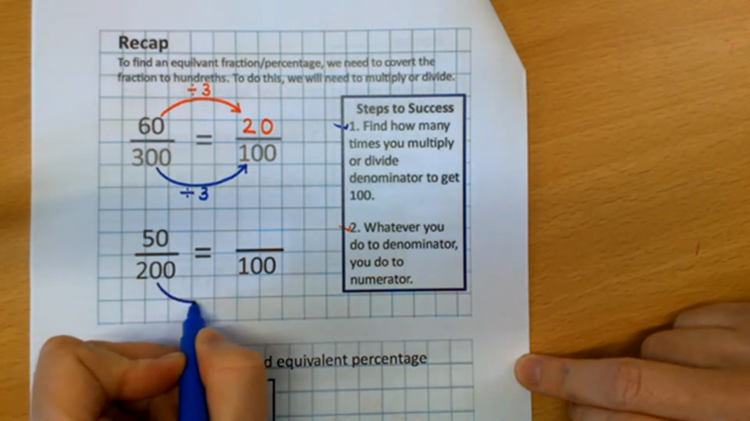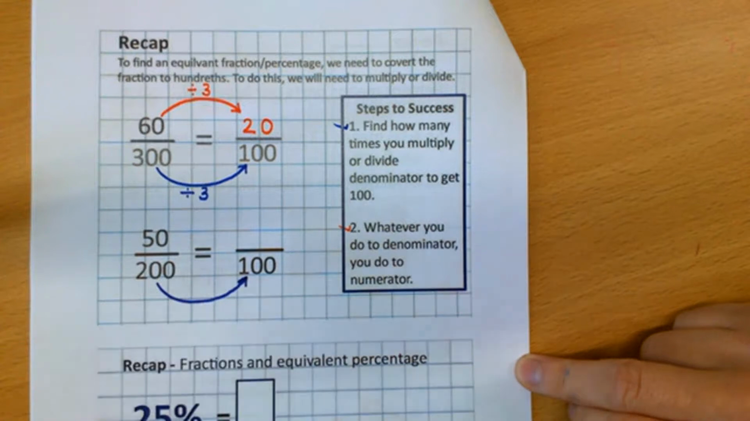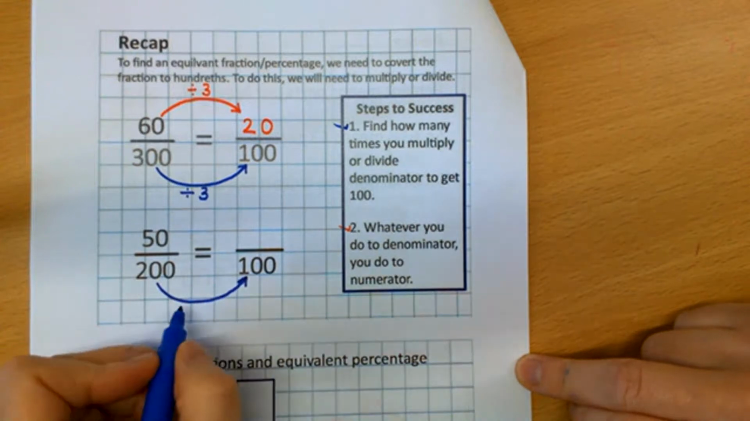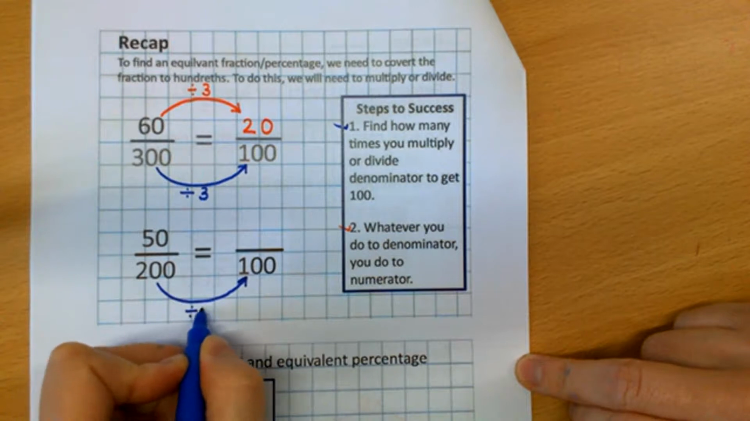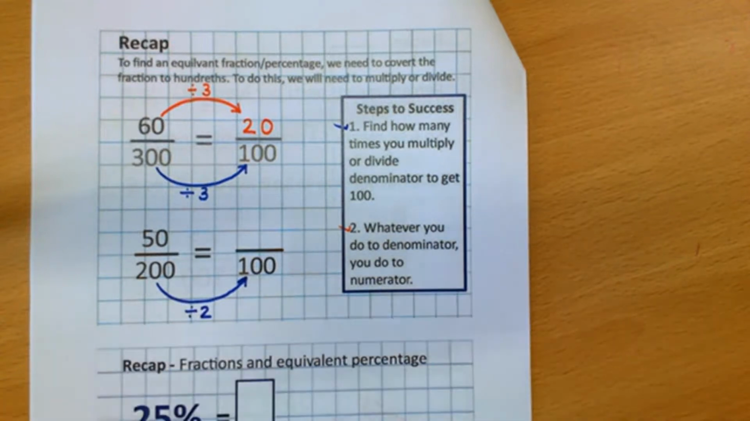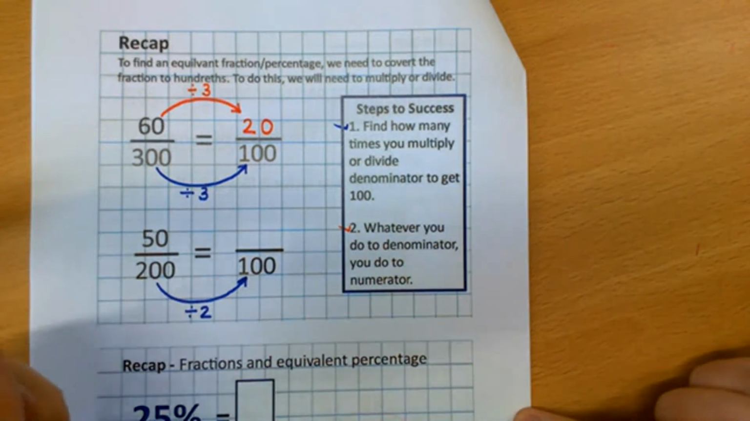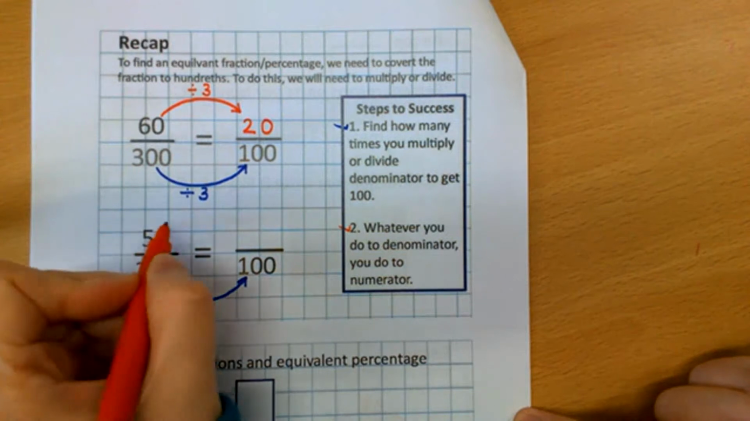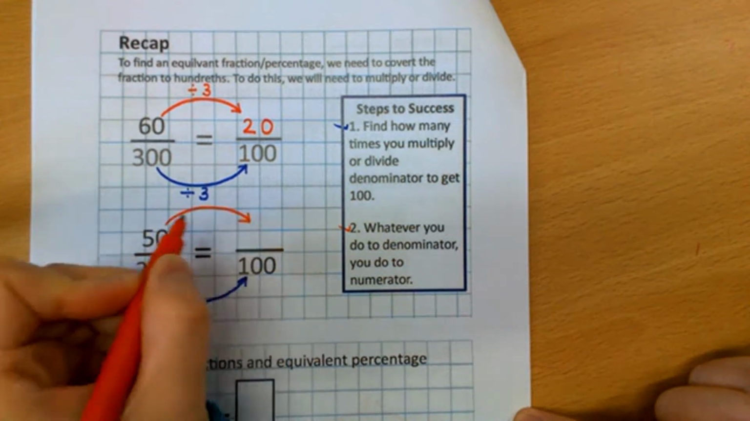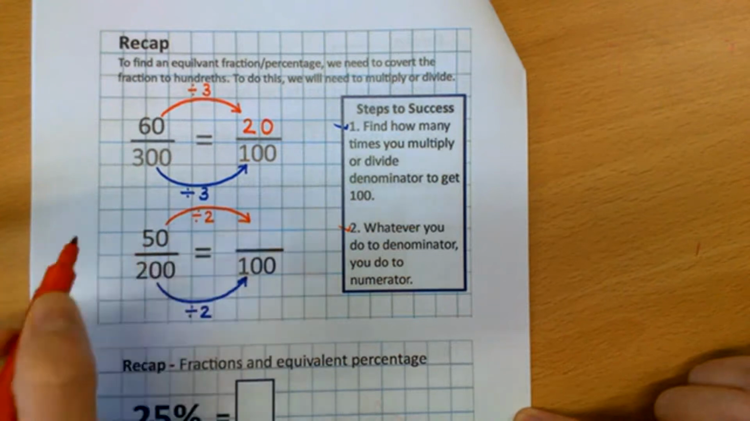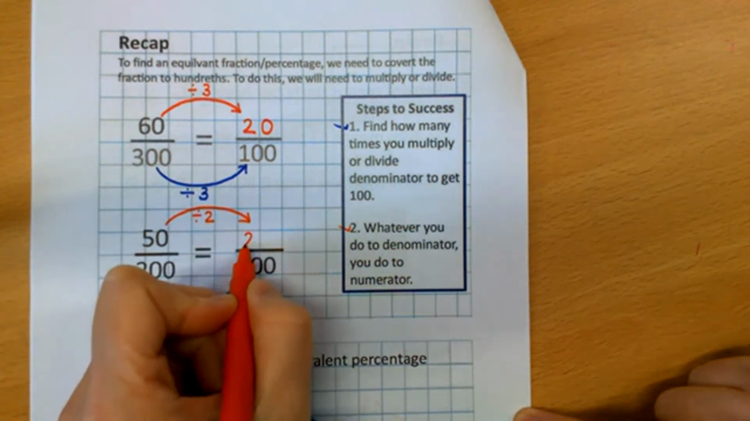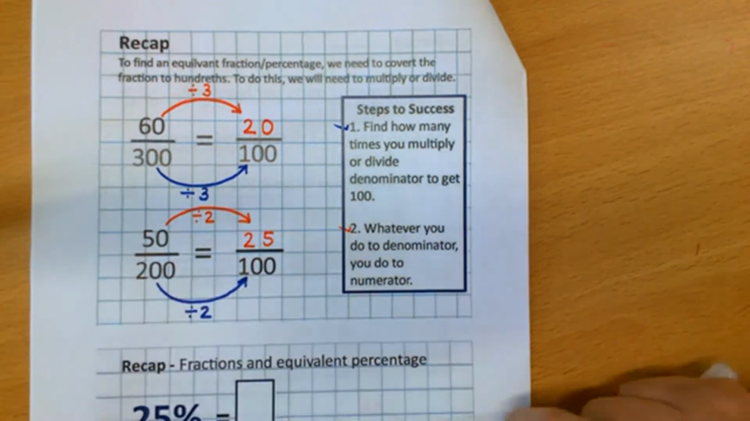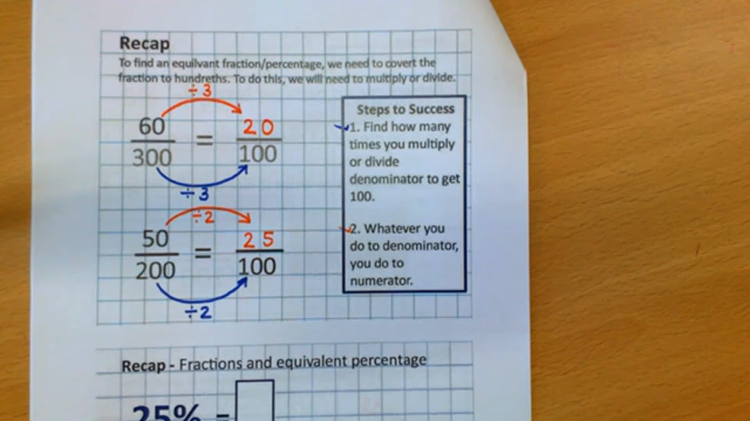Good, so can you tell me what you need to do to 200 to get to 100? Excellent, divide by 2. And step 2, can you read out for me? Good, tell me what to do. Well remembered, brilliant, divide by 2. 50 divided by 2, I know is 25 because half of 50 is 25. So 50 hundredths equals 25 hundredths.